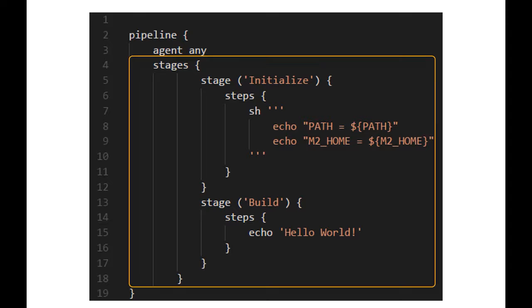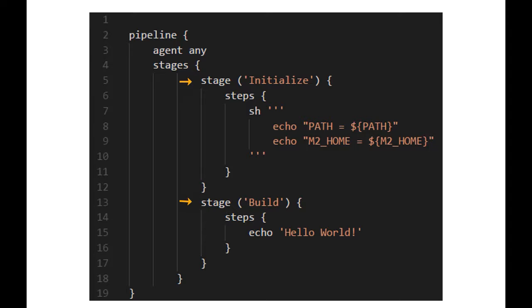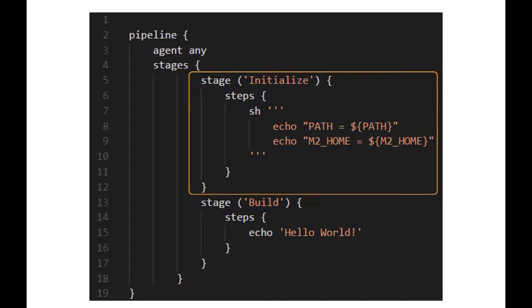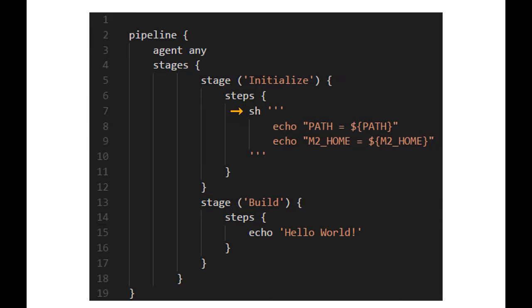You'll be working most of the time within the scope of the stages keyword. You'll be defining specific stages, and within those stages, you'll be defining specific steps. In our example, the initialize stage has one step, which is a shell execute step that prints two environment variables to the screen. The build stage has one step, and it just prints the hello world message.